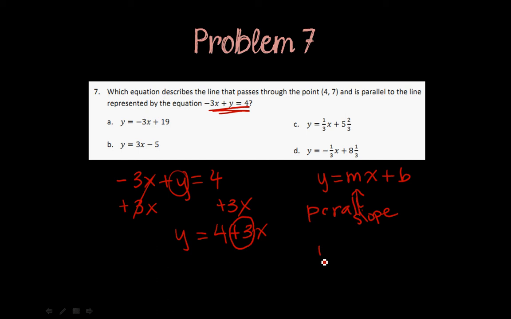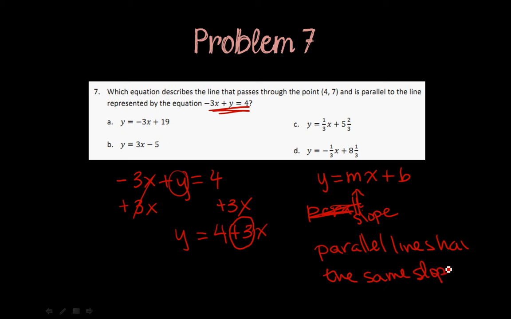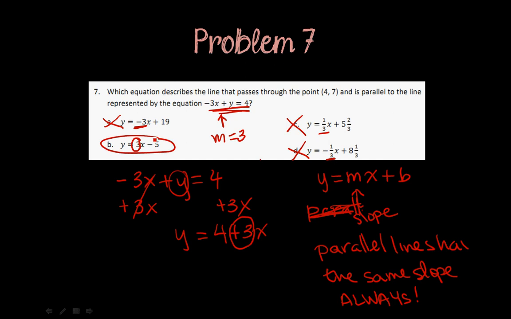So remember that anytime you have two lines that are parallel, parallel lines have the same slope always. So that's something worth writing down and remembering. If they're parallel, it's going to be the same slope. So if this guy has a slope of m equals 3, you're looking for the one here that has a slope of 3. This doesn't work because it's negative 3. Obviously, both of those don't work either, and so your answer is B.